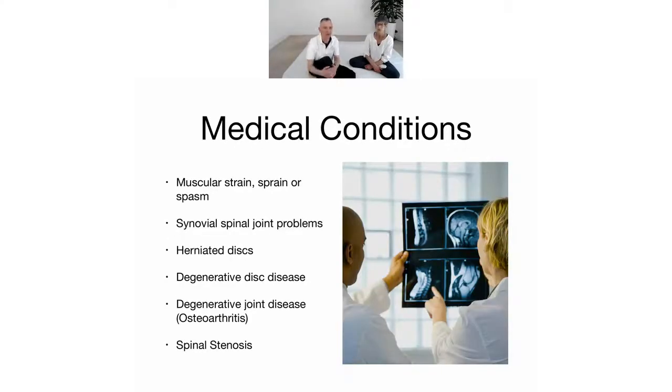We've got medical conditions. Strain, sprain or spasm, muscular, synovial spinal joint problems, herniated discs, degenerative disc disease, degenerative joint disease like osteoarthritis, and spinal stenosis. So there are various different medical conditions worth being aware of, aren't there? I think I've treated all of those in various different combinations.